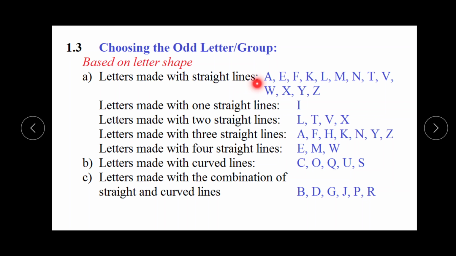Letters made with straight lines: these are the letters in which only straight lines are used. Letters made with curved lines: these letters are made with curved lines. And these are the letters made with a combination of straight and curved lines. Among the straight-line letters, letters made with one straight line, that is only one alphabet. Letters made with two straight lines, these are four alphabets. Letters made with three straight lines, and these are the letters made with four straight lines.